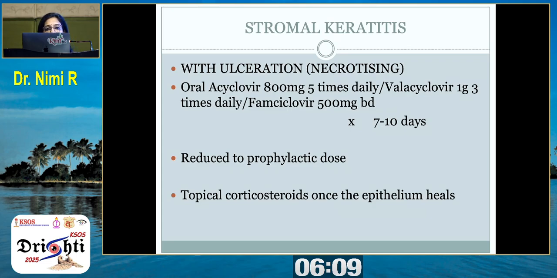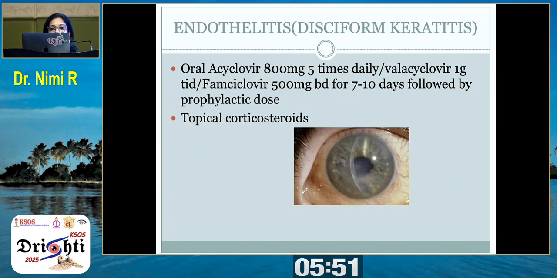In necrotizing stromal keratitis, a therapeutic dose of oral acyclovir is given, that is 800 milligram 5 times daily for the first 7 to 10 days, followed by the prophylactic dose. Topical corticosteroids are given once the epithelium heals. In endotheliitis or disciform keratitis, again oral acyclovir is given in the therapeutic dosage, that is 800 milligram 5 times daily. There are other options as well, and you can give topical corticosteroids. Apart from these, you can give adjuvant therapy like cycloplegics and anti-glaucoma medications whenever needed.